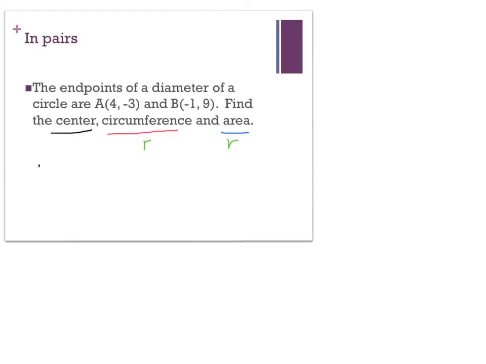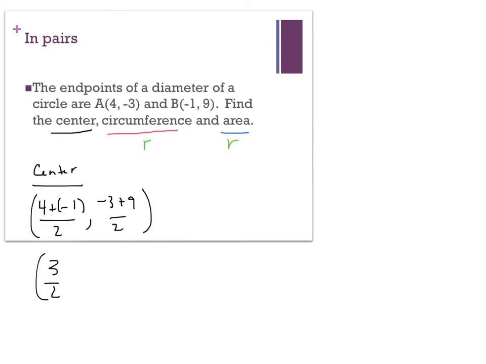And for the center, I know it's midpoint formula. So I take my x's, add them, divide by 2, and take my y's, add them, and divide by 2. And I put parentheses around the 1 because it's negative, and I get 3 halves, 6 halves, which reduces to 3 halves, comma 3.